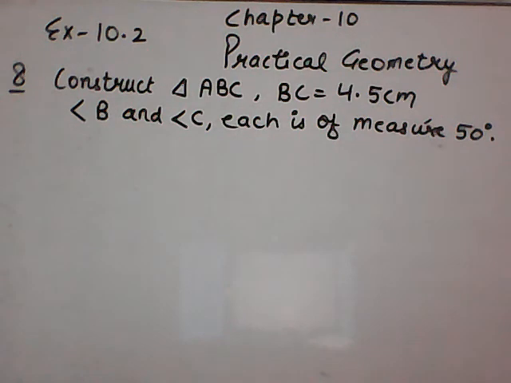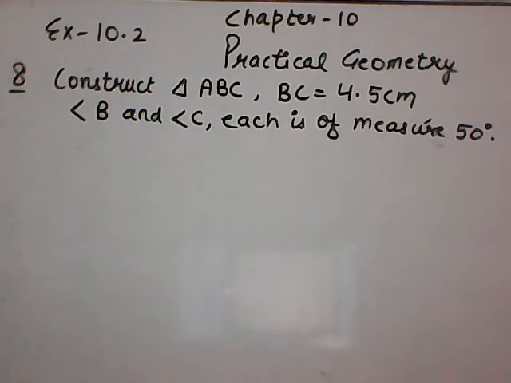Good morning, students. Let's continue exercise 10.2 of chapter number 10, and the name of the chapter is Practical Geometry. In this question, you have to construct a triangle ABC in which base BC is given to you 4.5 centimeter and the base angles, angle B and angle C, each is of measure 50 degree. Now you have to construct a triangle ABC.